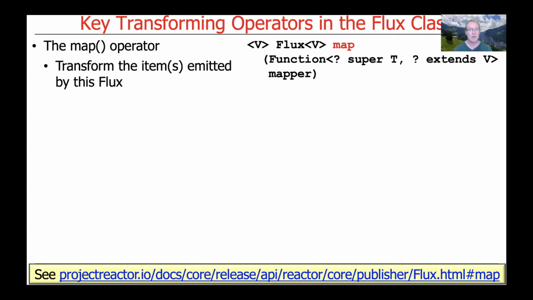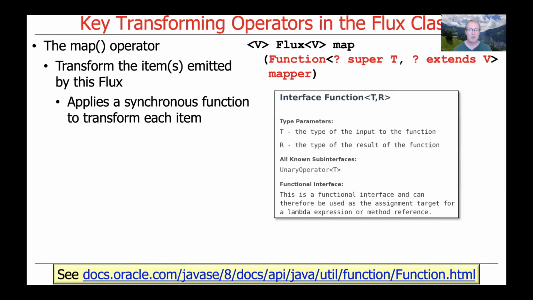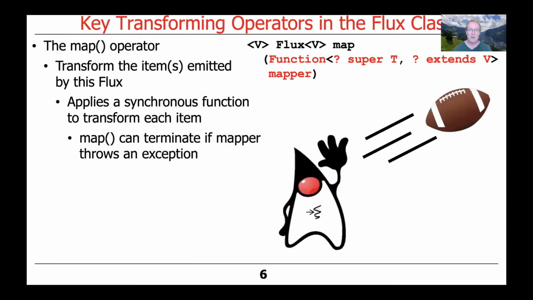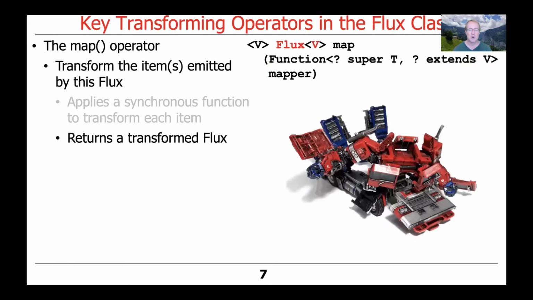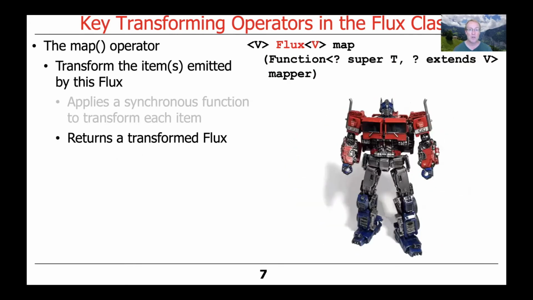The map operator can be used to transform the items that are emitted by a flux. It applies a synchronous function called a mapper to transform each item. The map operator can terminate if the mapper throws an exception. Assuming no exception occurs, of course, it'll return a transformed flux.